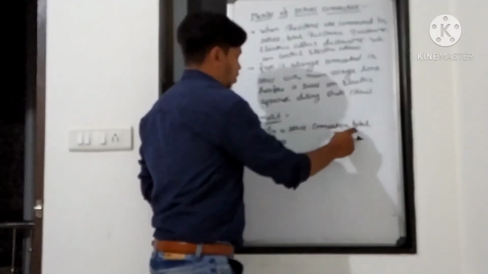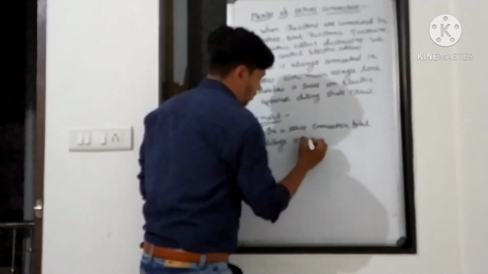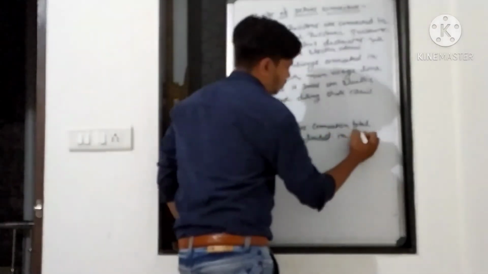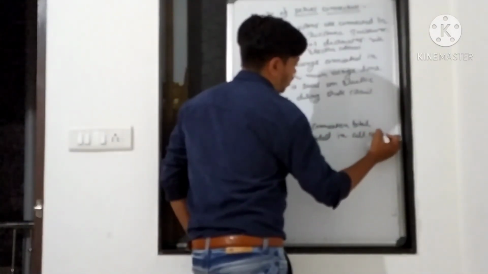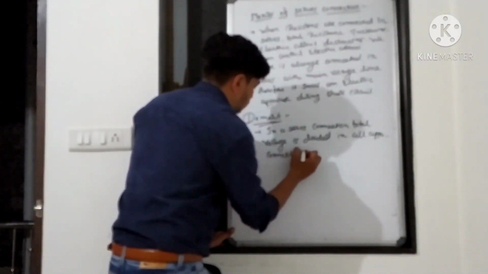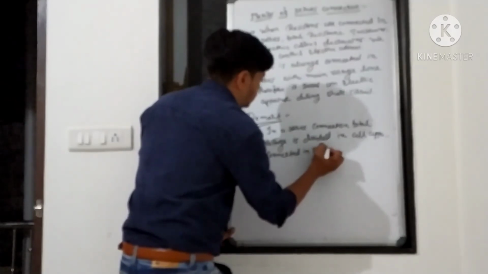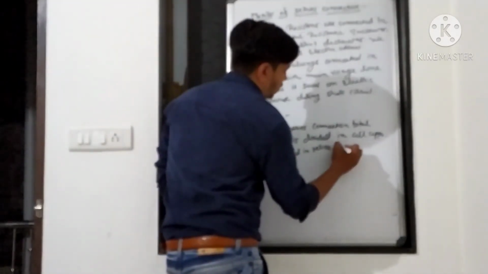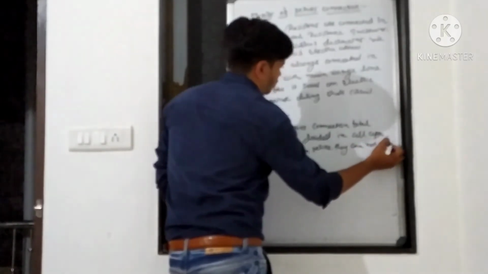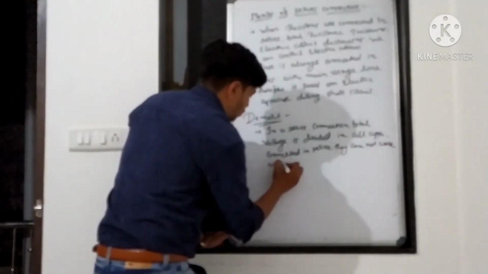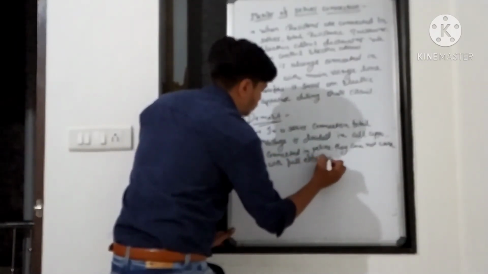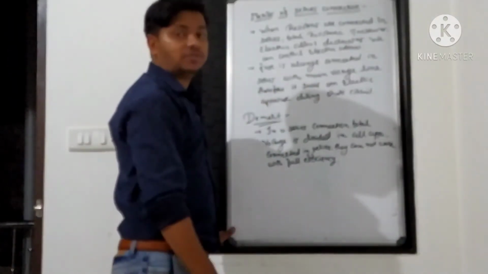So in a series connection, the total voltage is divided among all apparatus connected in series. So they cannot work with full efficiency. They cannot work with the full efficiency.